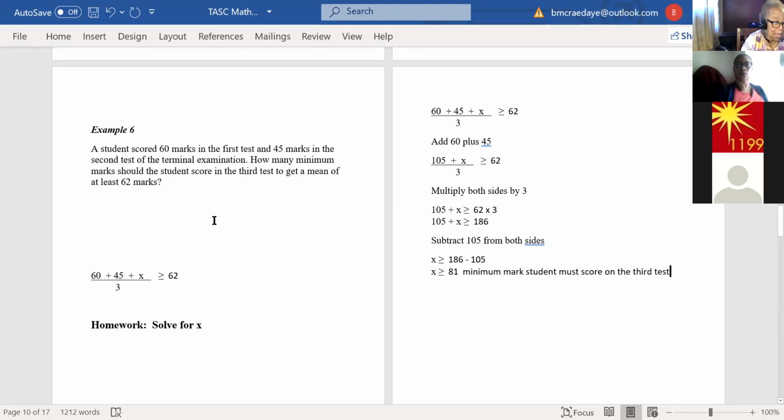To get a mean of 62. See, the mean is this 62. When we added up the 3 scores and divided by 3, we get a 62, greater than or equal to 62. That's the mean. So the X here is, and I think we had it on earlier, but I'll put it here again. Let X equal the third test score. So when we solve for X, we got 81, greater than or equal to 81. That's the minimum mark the student must score on the third test.